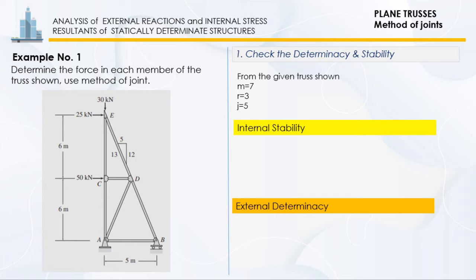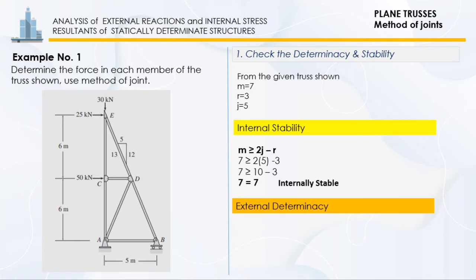So let's check first its internal stability. For the internal stability, we have M is greater than or equal to 2J minus R. So the number of members is 7. 2 multiplied by the number of joints, which is 5, minus R, which is 3. So we have 7 is equal to 7. So the given truss is internally stable.